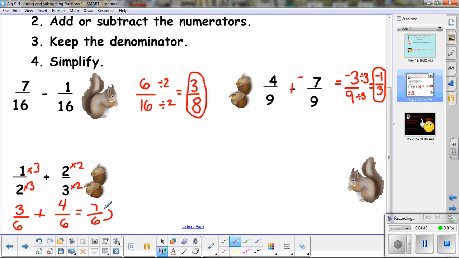To do that, we ask ourselves how many times 6 goes into 7. 6 goes into 7 one time with 1 left over, and you keep the bottom number the same. So the leftovers go on the top and the denominator stays the same.